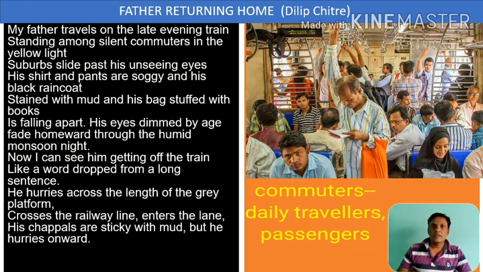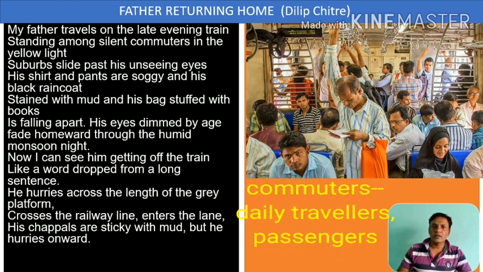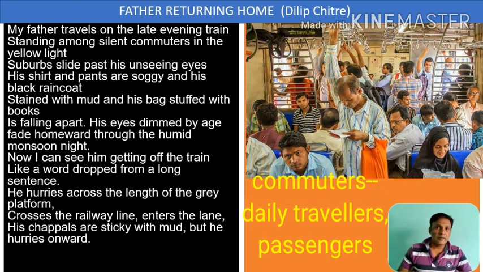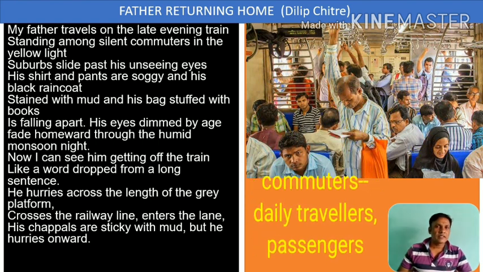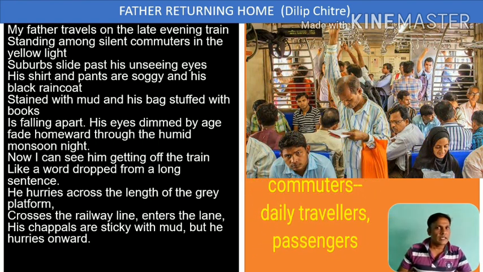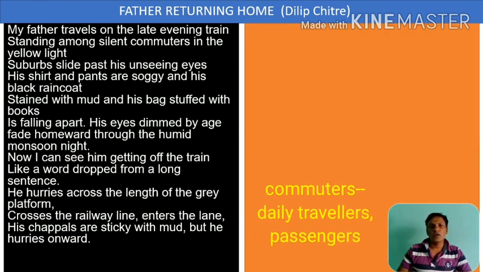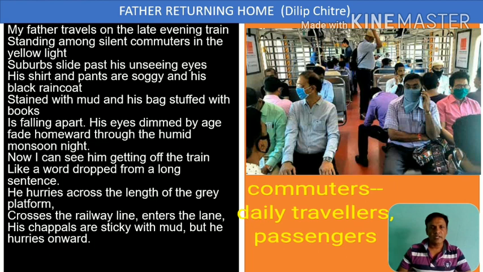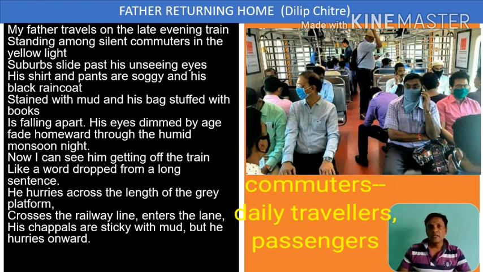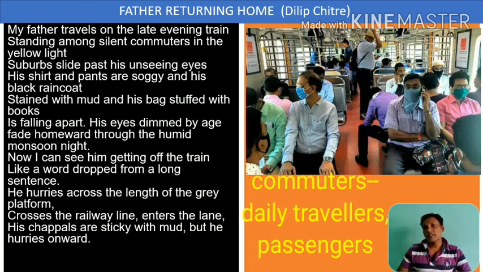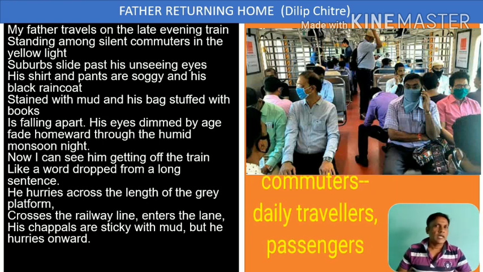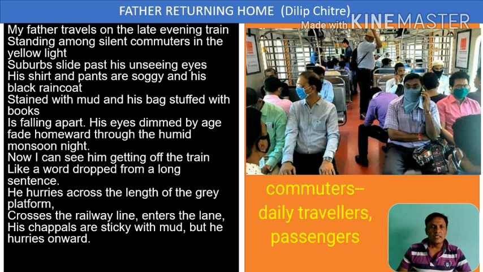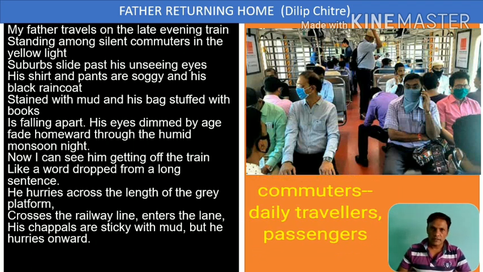And he travels particularly by the late evening train. The late evening train shows that he has to work in the office for a long time. We get an idea how long his father might be working there. And that's why he has to travel by the late evening train, and as he travels by the late evening train, he reaches home late.